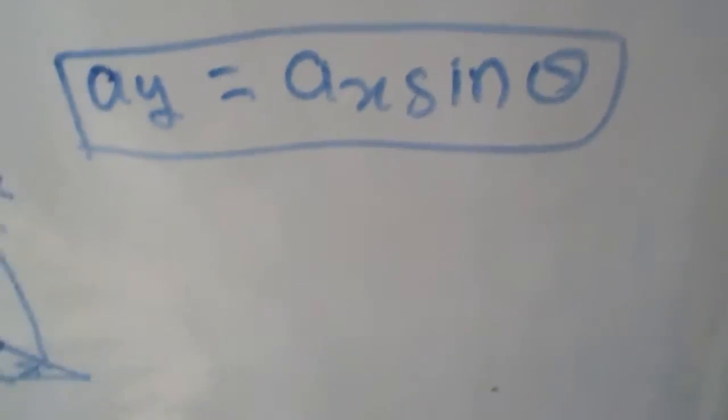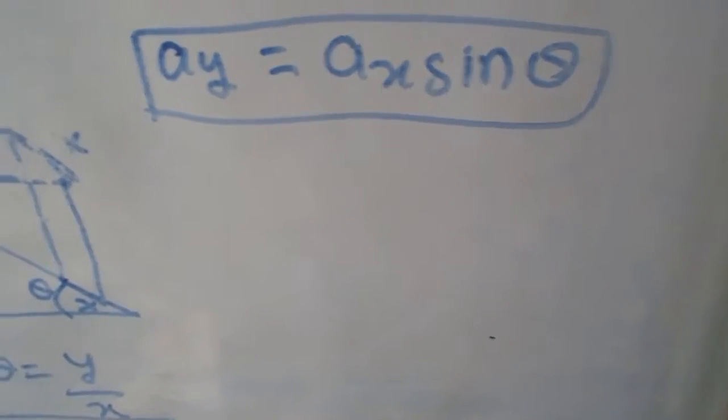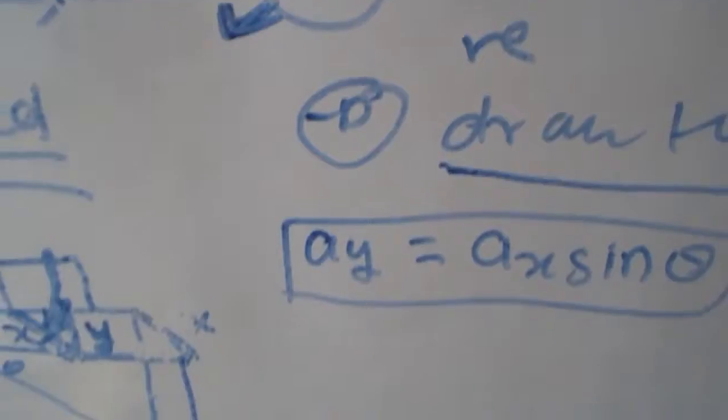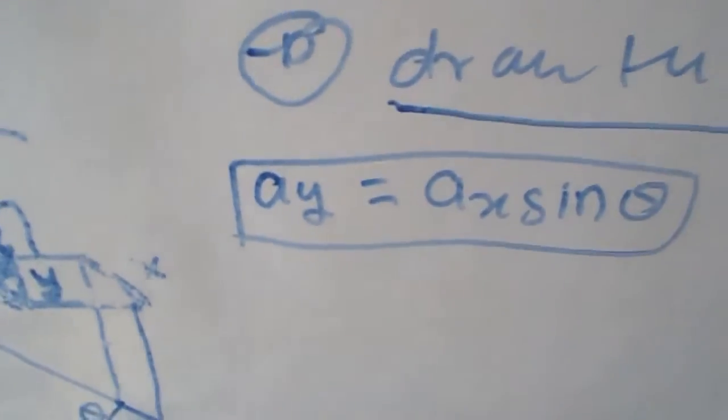Next 45% will be solved by drawing the free body diagram. So let me draw the free body diagram. First I am going to draw the free body diagram for this block. We have solved 50% of the question, and we are going to draw the free body diagram for this block.